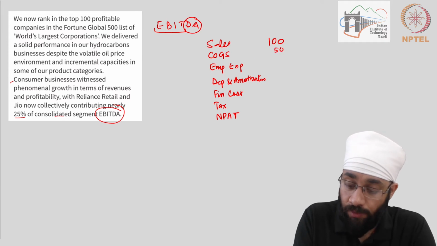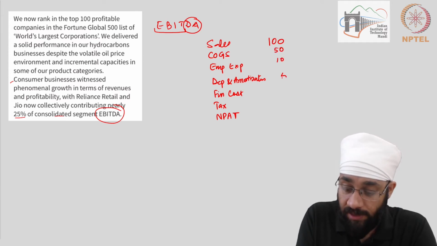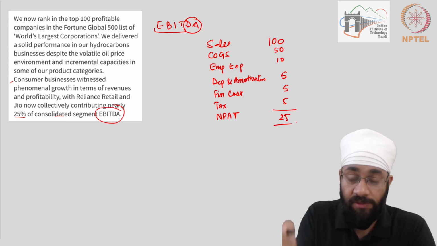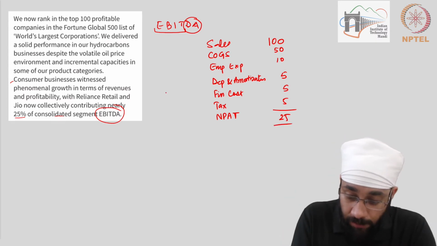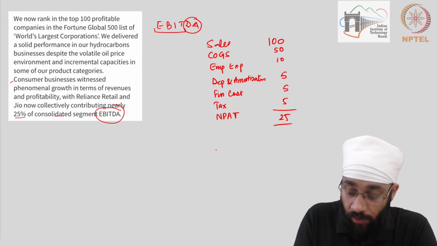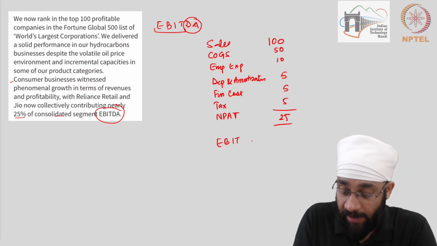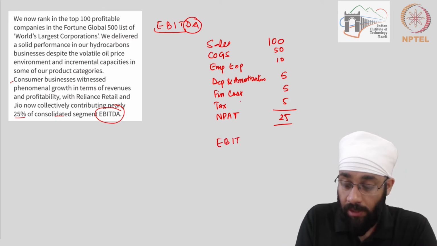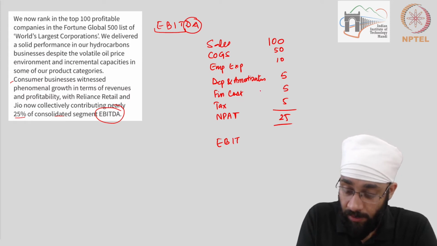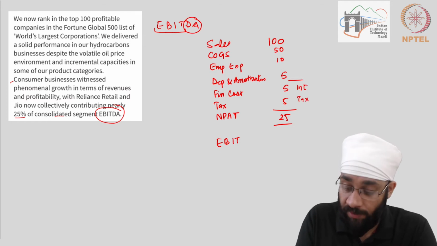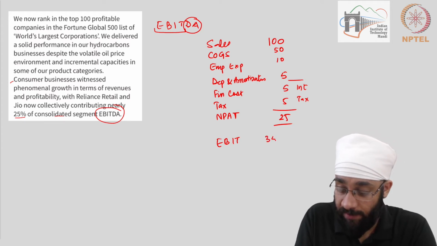So cost of goods sold, let's assume 50, employee benefit expenses, amortization, finance cost, tax, and then you have your net profit, which comes out to be 25. So 25 is the net profit, for example. So we know what is earning before interest and tax. Earning before interest and tax would be that you look at only up to this. This is the interest and this is the tax. Do not deduct these from the profit. So if you do that, then you have EBIT which is equal to 35, right?